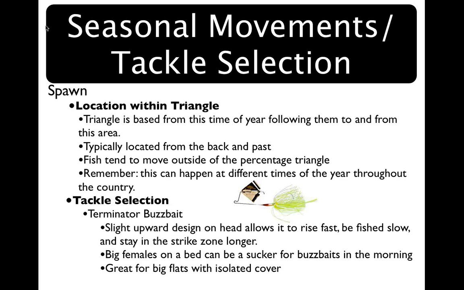Because the good thing about a buzzbait that time of year, you're able to cover a lot of water, and it seems like the females, if there's two fish sitting on a bed, usually the female's going to eat the buzzbait before the male. Not always, but usually they're suckers for big buzzbaits, especially in the morning. Now, the spawn, usually the fish are outside of the triangle. They're back towards those big flats.